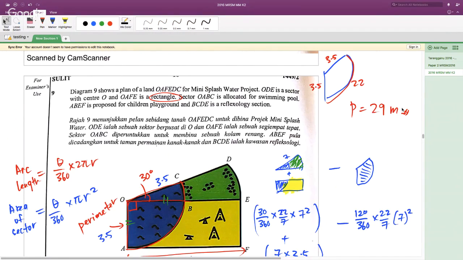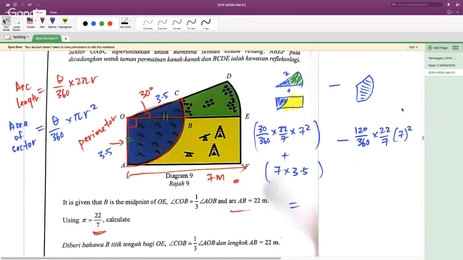Okay, so let me move on for this one. This one simplified should be 1 over 12.